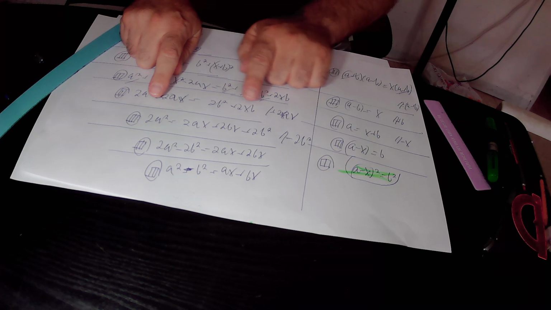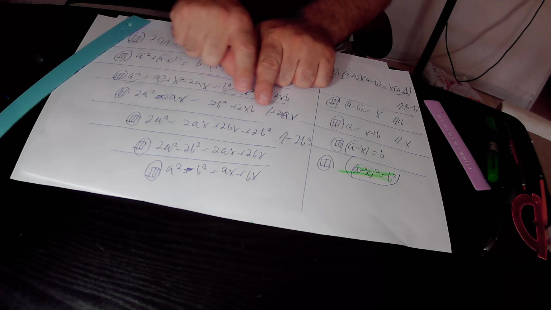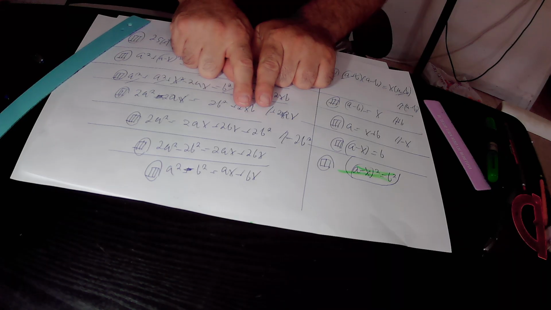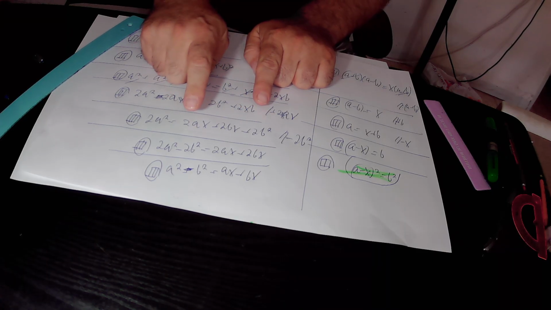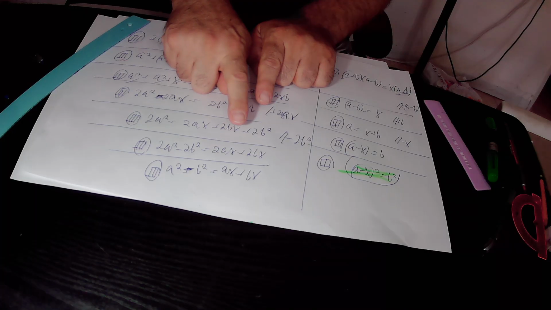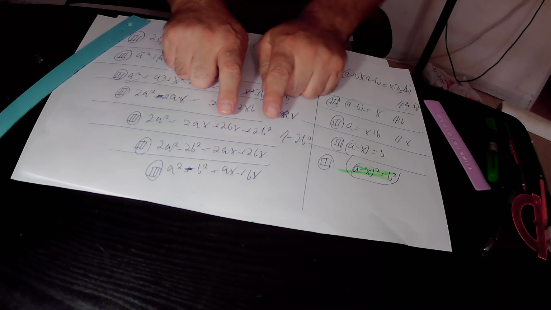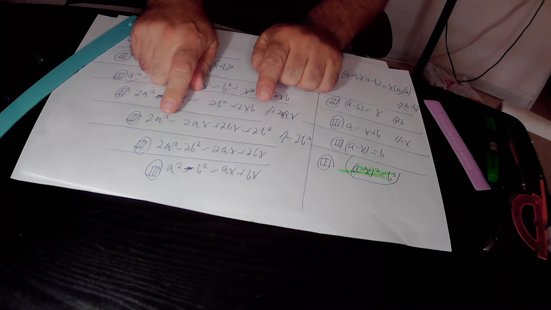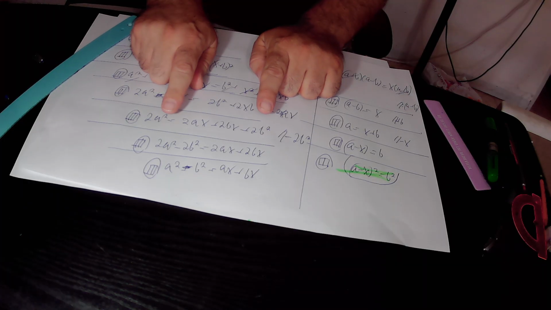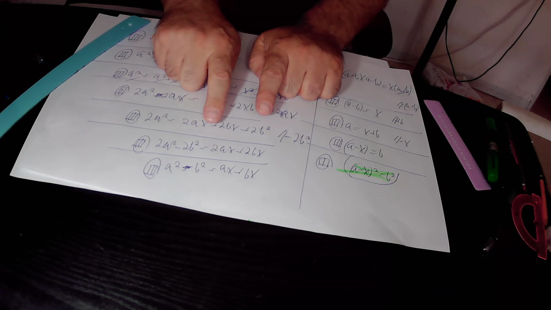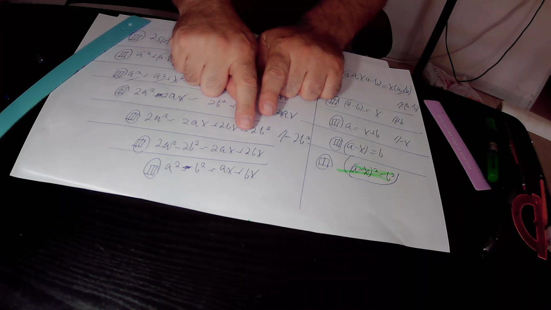Here we subtracted 2B squared from this equation 3. We found out that according to equation 3, 2A squared minus 2B squared equals 2AX plus 2BX. Here we divided this equation 3 by 2, and finally found out that according to equation 3, 2A squared over 2 is A squared, minus 2B squared over 2 is minus B squared, and this equals 2AX over 2 is AX, and 2BX over 2 is BX.